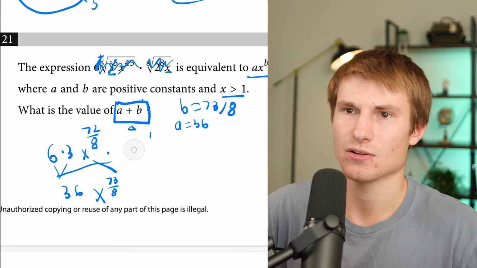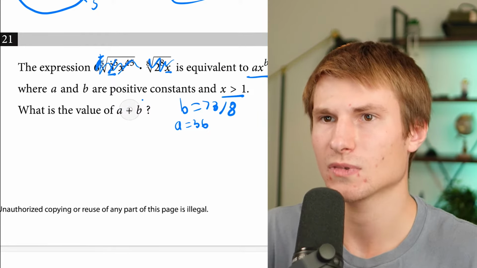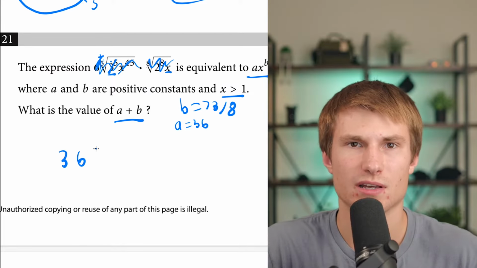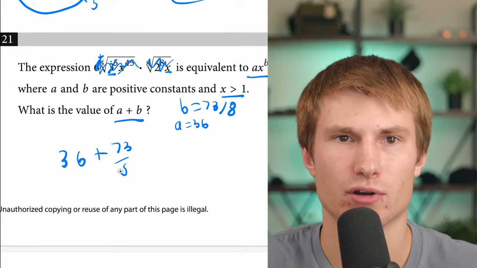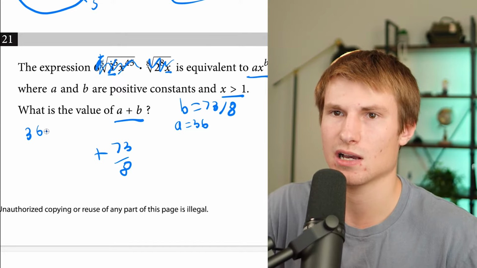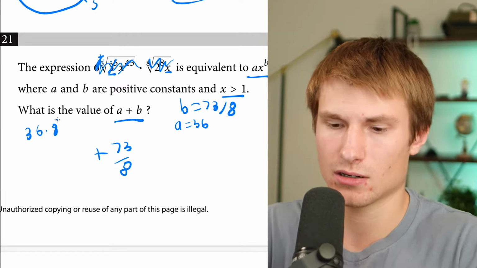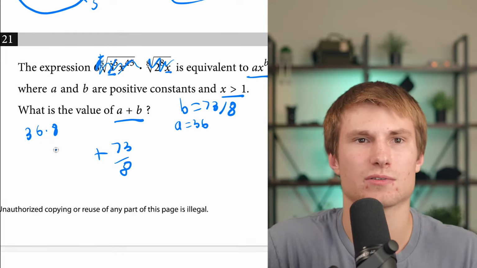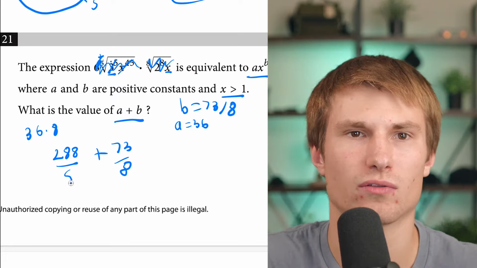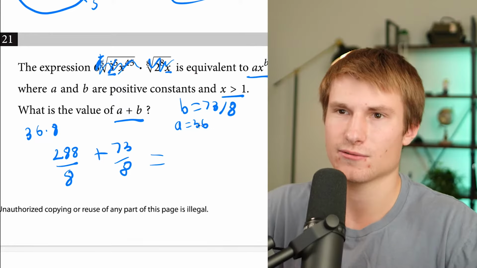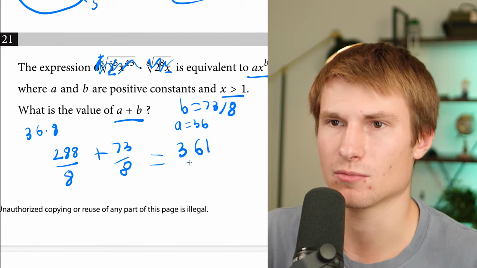Let me erase all this now. We need the value of a plus b. Always pay attention to what you're asked to answer with. So we're going to take 36 and add on 73 over 8. Let me convert this 36 into being over 8. We'll do 36 times 8. Let's put that in the calculator. 36 times 8 gives us 288, so we've got 288 over 8. 288 plus 73 gives us 361. So our final answer would be 361 divided by 8.